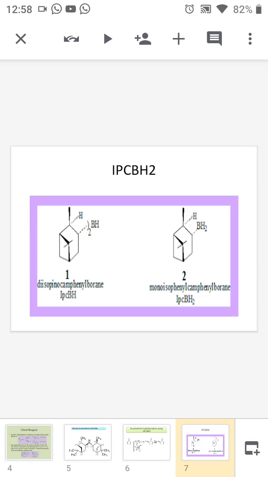Now we have studied the three reducing agents, the chiral active reducing agents. First one is the BINOL-H, second one IPC2BH, and the third one IPCBH2. I hope that you understood the concept. Thank you.